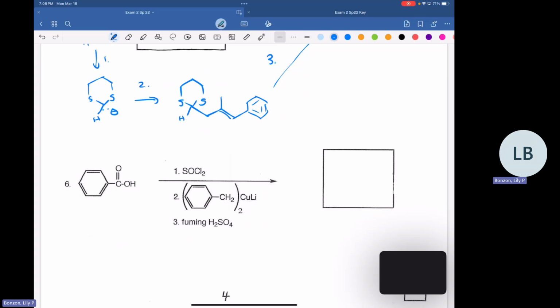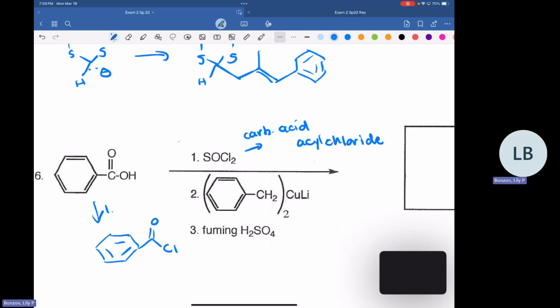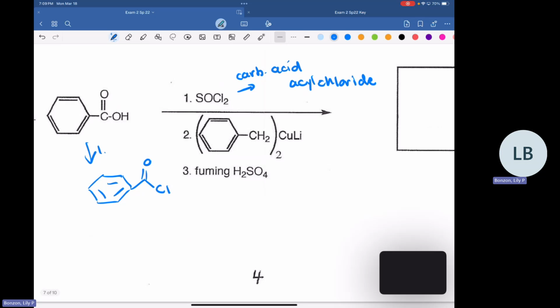Going on to the last reactions question. Okay. So we've got our carboxylic acid. We have SOCl2. So this one is just going to turn the carboxylic acid into the acyl chloride. So step 1, you're just going to replace the OH of the carboxylic acid with a chlorine. So that's going to be your acyl chloride.